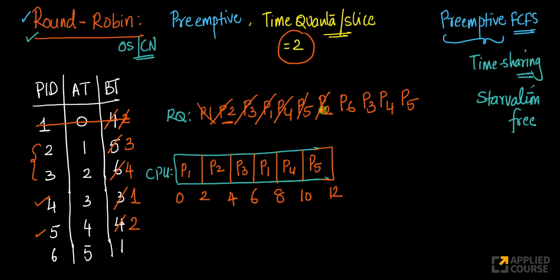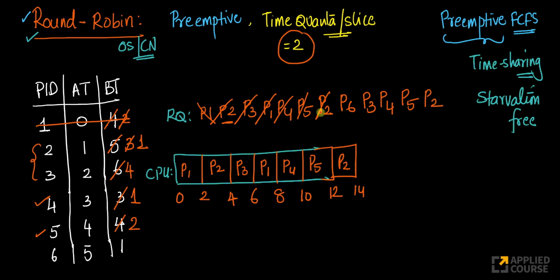Next comes P2's turn, right? P2 requires 3 units of time, but we cannot give more than 2 units of time to anyone. So this takes 2 units of time and is still left with 1 more unit of time. Since P2 still requires 1 more second of CPU, we add it back to the queue here.